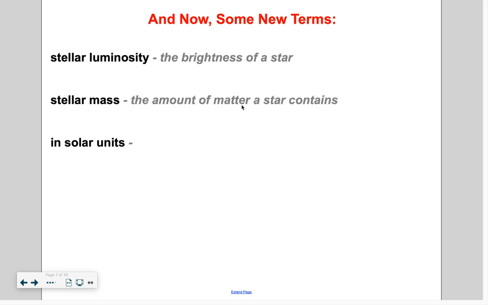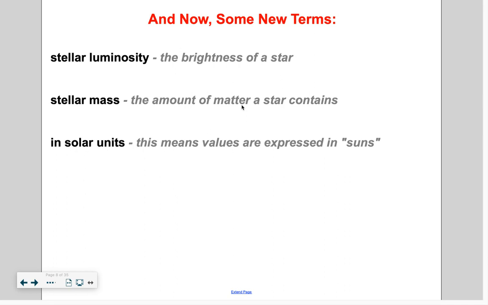Stellar mass, easy. The amount of matter a star contains, just like anything else that we do on Earth with masses. Now, a lot of times with both of these terms, astronomers will like to express that data or those properties of stars in solar units. And some of you might already know what this means, but if not, I'm going to tell you. It means that the values are expressed in suns.